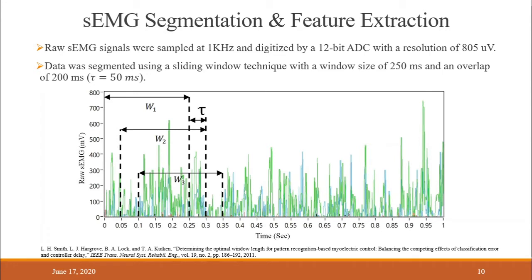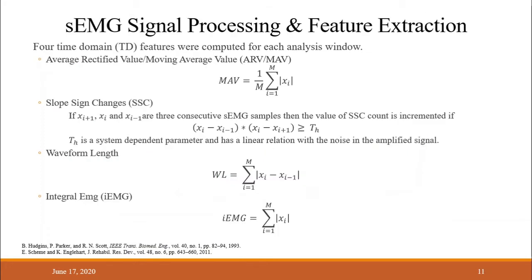The 4-channel raw SEMG signals were sampled at 1 kHz and digitized by a 12-bit ADC. Data was segmented using a sliding window technique with a window size of 250 milliseconds and an overlap of 200 milliseconds, resulting in a new analysis window every 15 milliseconds.